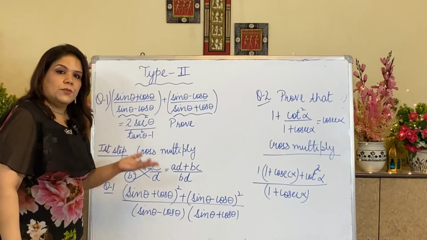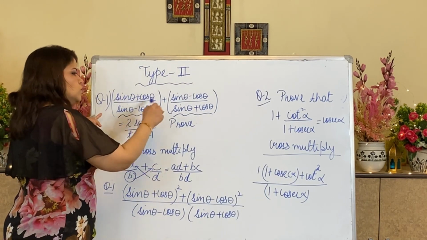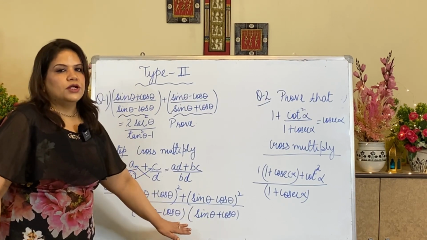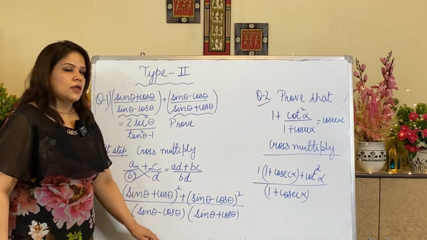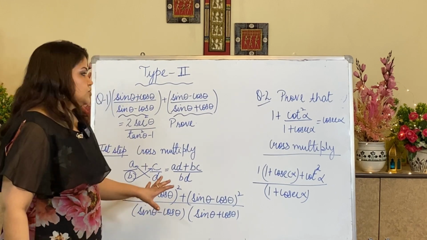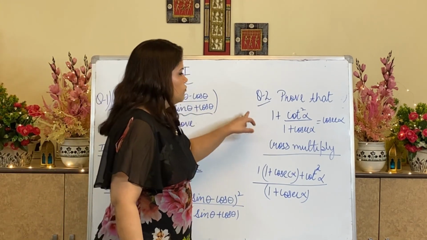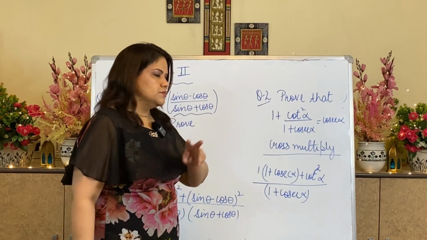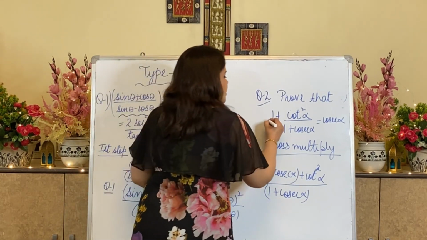And what will be the denominator of the new term? These two denominators will get multiplied and will become the denominator of the new term. The same type of question I have here, in which there are two terms, and they both are getting added.